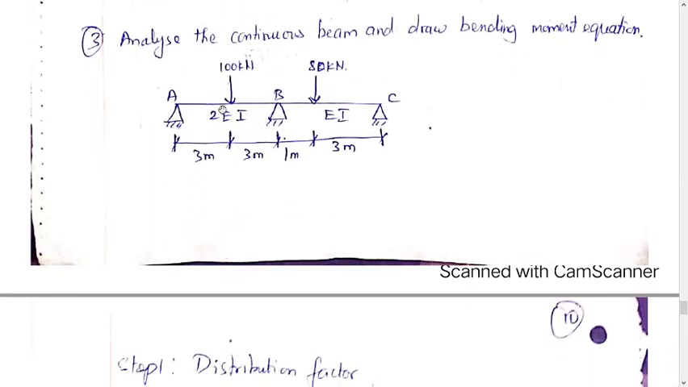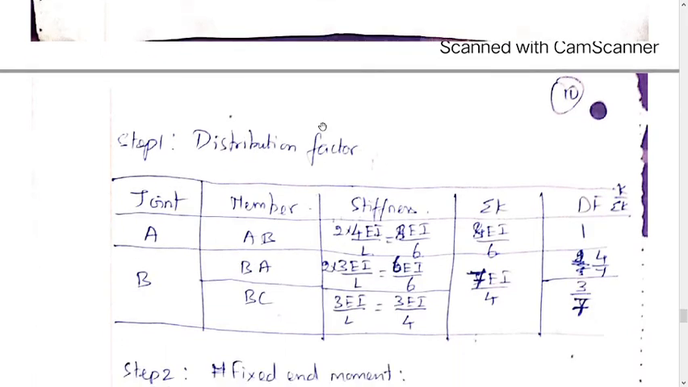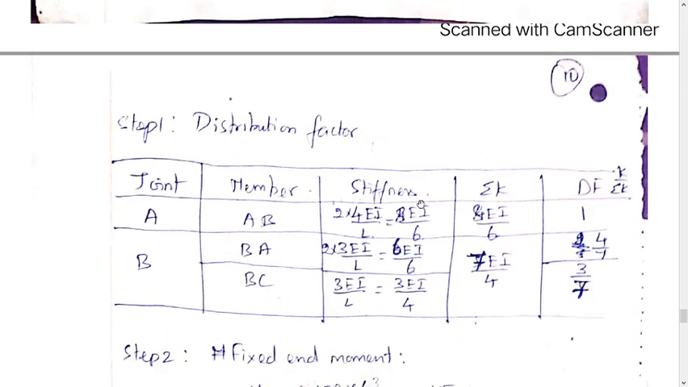And in this problem you can see that the AB span has 2 EI and the BC span has only 1 EI, which means that there are two different cross-section areas or two different materials applied here for AB and BC. So how to solve here? You can see that while computing the distribution factor, you have to multiply by 2 for the AB span because it has double the EI.